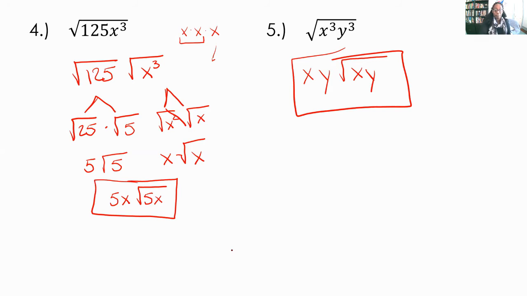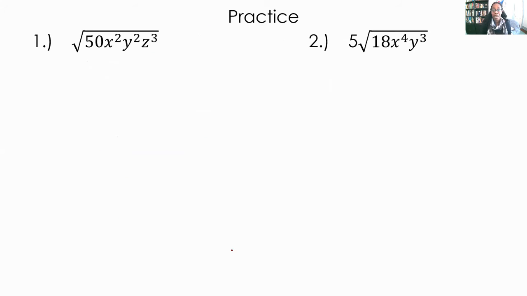I know, right? So I want you to practice. Okay, give it a try. We have the square root of 50 x squared y squared z cubed. Then we have 5 times the square root of 18 x to the 4th y cubed. So go ahead and give it a try, and I'll just shut up.